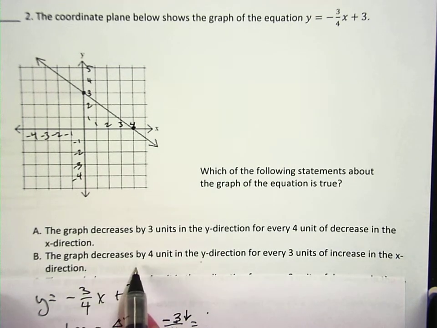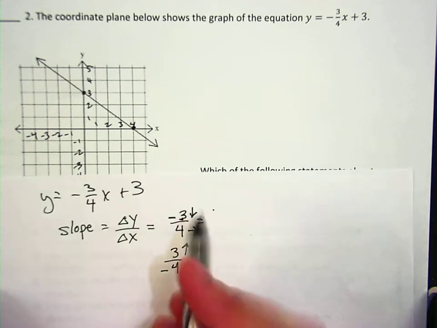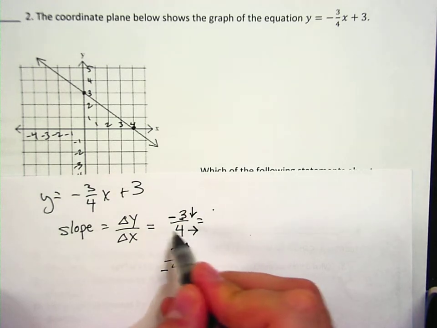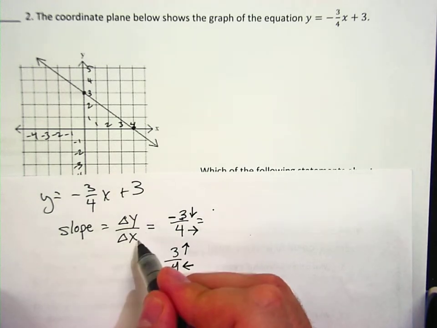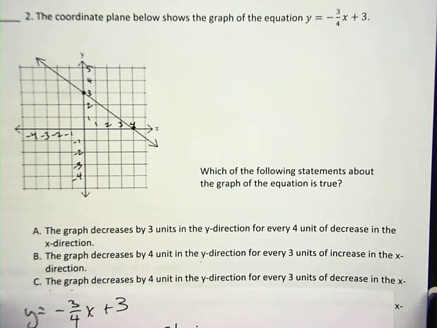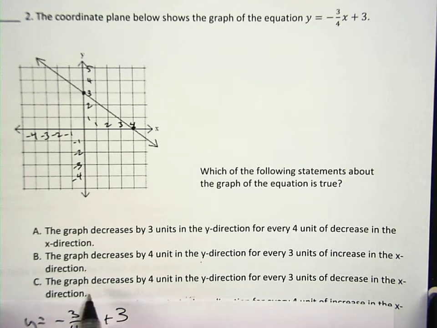B says the graph decreases by 4 units in the y direction. Well, that doesn't work because we said 3 is in the y direction. We didn't say 4, we said 4 is for x's. Change in y over change in x. We said 3 was on top in both cases. So we can cross that one off. C says decreases by 4 units in the y direction. Same thing there, so we can cross that one off.